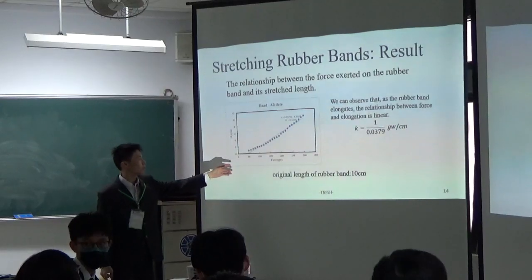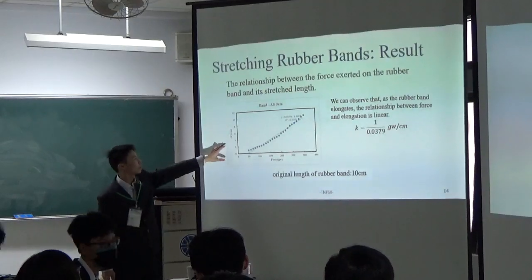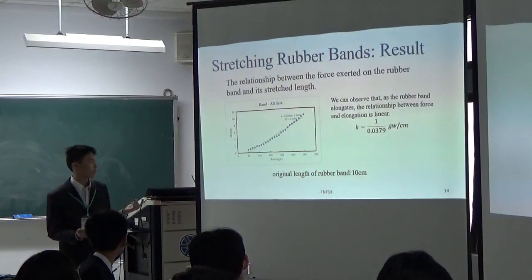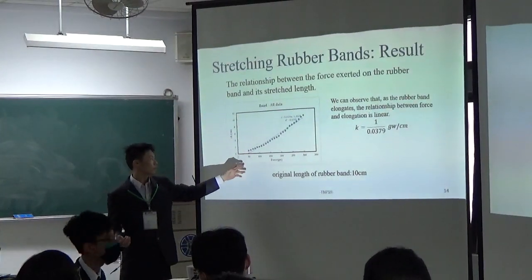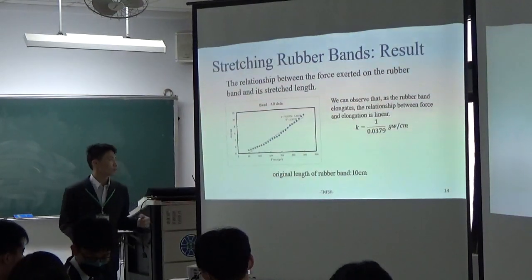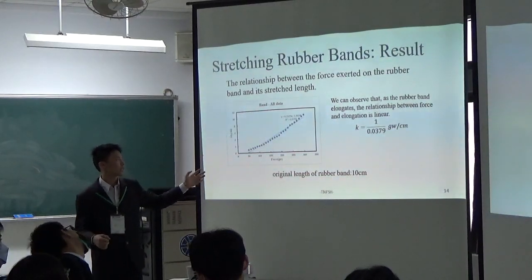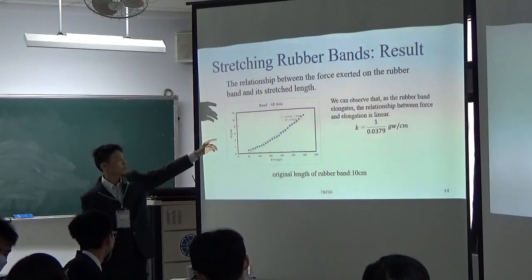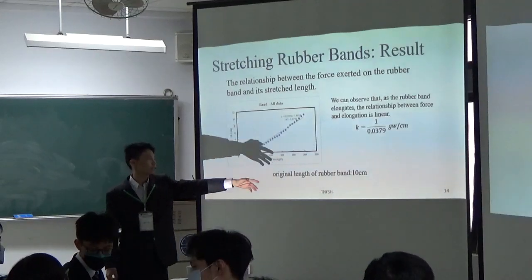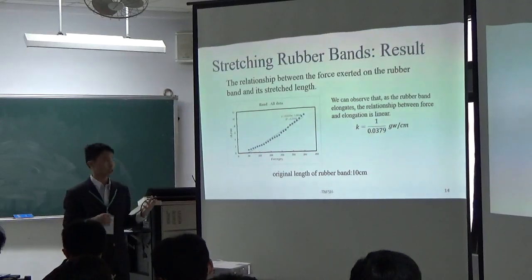So here's our result. This is force, and this is our delta L in centimeters. We can observe that from 50 gram to 300 gram of force, we can consider it as linear, and the slope is our elastic coefficient. So in this range, we think Hooke's law can apply.